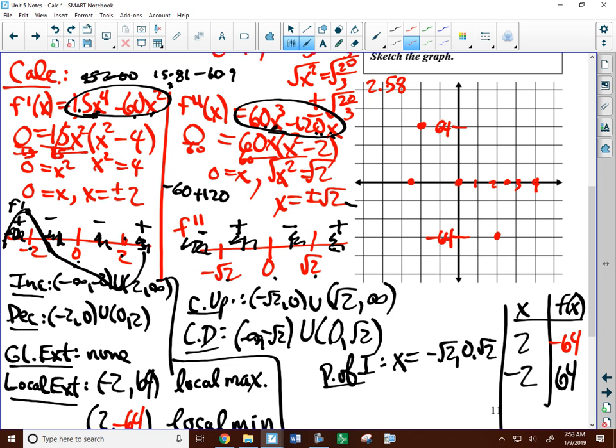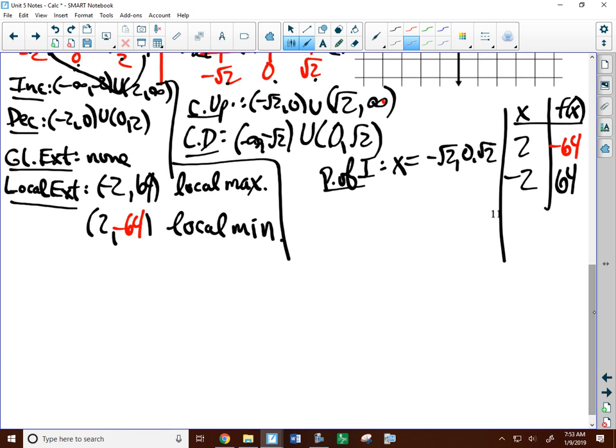I'm going to think about the overall shape of the graph. It's an x to the 5th type, positive x to the 5th. So we know it's roughly starting down. It's going to go up through these points, down, and then back up. We know that, but I'm also going to follow this: increasing, decreasing, and the concavity. Okay.